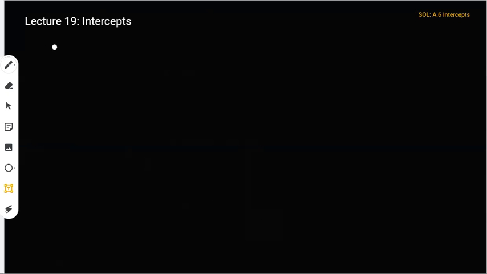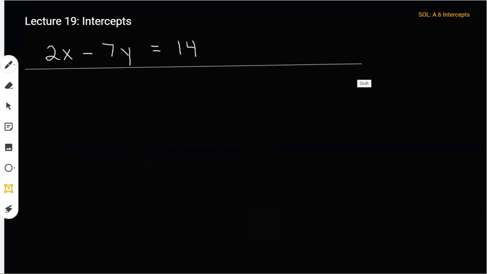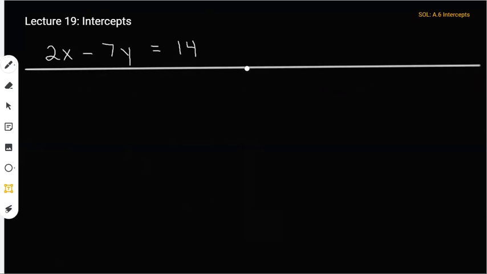All right, for this one, it's going to be 2x minus 7y is equal to 14. This is going to be my equation for the line. And I'm going to divide my screen in half. So I'm going to put the x-intercepts over here, and I'm going to put the y-intercepts over here.